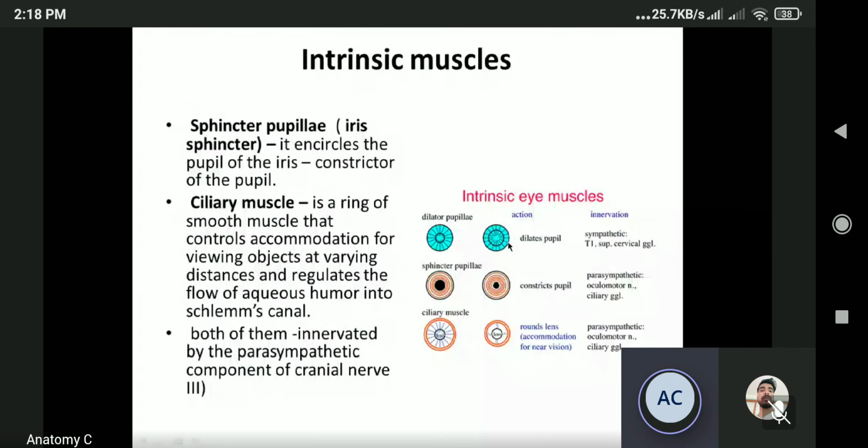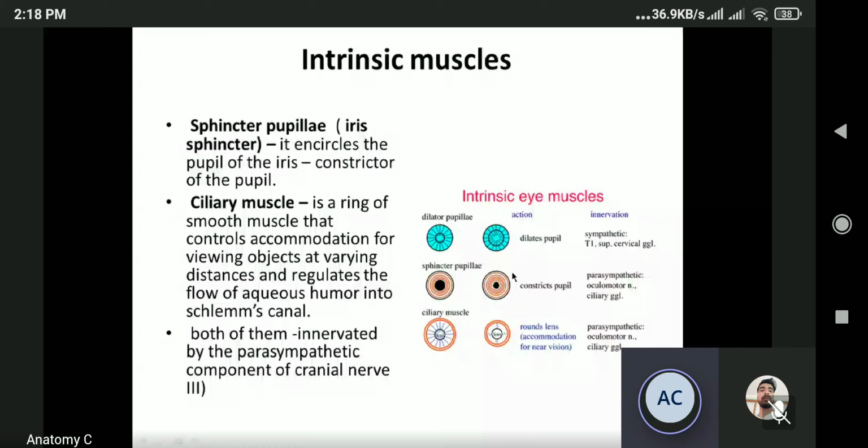Whereas the intrinsic muscles, another intrinsic muscle is sphincter pupillae. Look at it, this is the sphincter pupillae or iris sphincter. It encircles the pupil of the iris and it helps in constriction of the pupil. It will constrict the pupil.